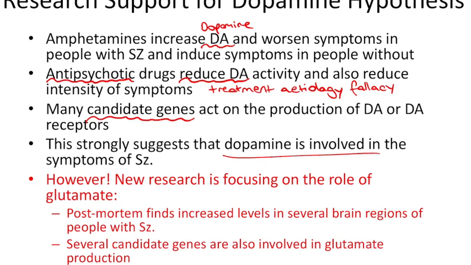We've got more evidence suggesting that it is not strictly dopamine that is involved, but it is perhaps actually glutamate. When we look at postmortems of people with schizophrenia, we find increased levels of glutamate in several brain regions. And several of the candidate genes that Ripke identified are also involved in glutamate production. Glutamate and dopamine are somewhat related. So dopamine restricts the release of glutamate. If there is less glutamate, there is more dopamine.